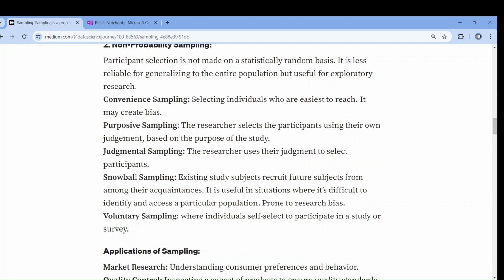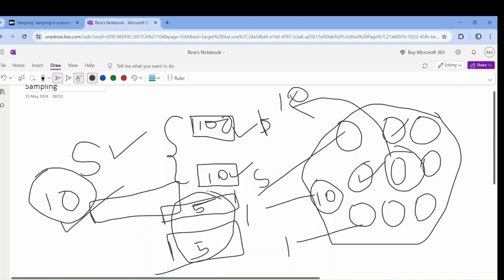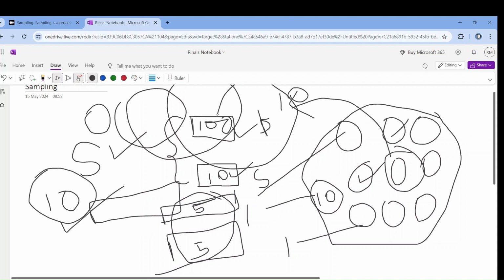Next one is snowball sampling. Suppose you select 5 people from here. The inspector selects 5 people and tells them, you bring your 5 friends. Each of you go and bring one more friend. Then 5 more friends will come. So now he can get a total of 10 students. It's like a snowball. When it rolls, it gathers more snow and becomes a bigger snowball. So the participants will bring more participants, and they will bring more participants. This is known as snowball sampling.